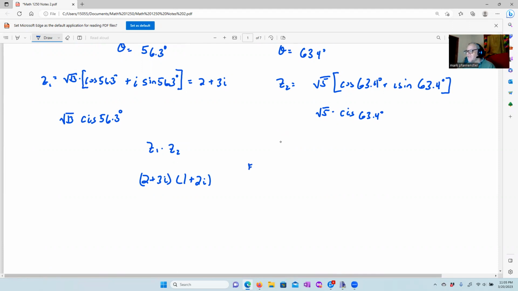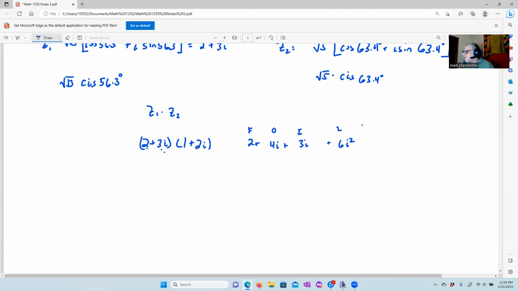Okay, so our first, that's going to be 2. Our outers, that's going to be 2 times 2i, that's going to be 4i. Okay, our inners, that's going to be 3i times 1. These are all pluses. And then our lasts are going to be 3i times 2i. That's going to be plus 6i squared. Okay, 3 times 2 is 6. And then we have i times i.